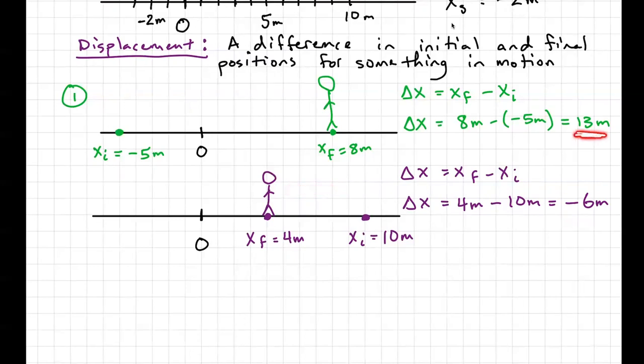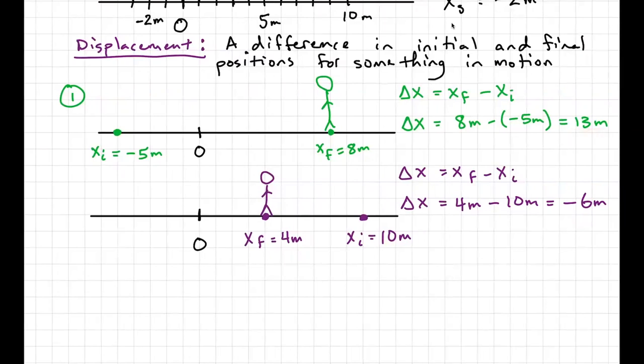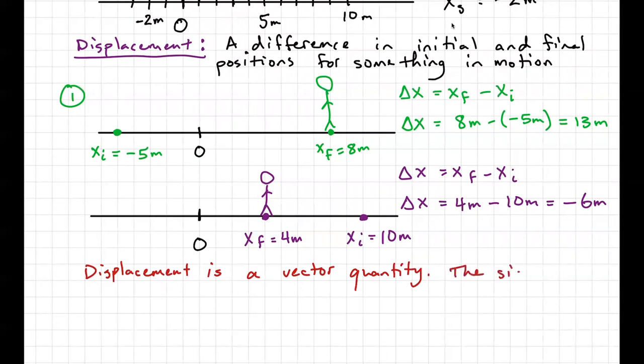The positive 13 in the above example meant there was a distance of 13 between the initial and final positions. And the fact that that was a positive 13 meant that we were moving to the right, moving in the positive direction here. So displacement here is also a vector quantity. And I'll write that down. So displacement is also a vector quantity, which is really important to keep in mind. And the sign of the displacement indicates direction of motion.